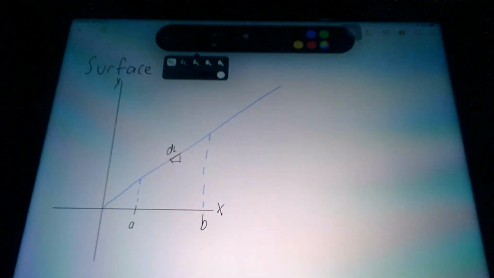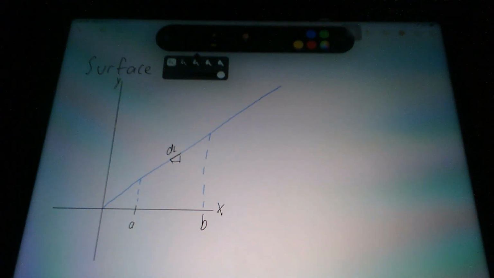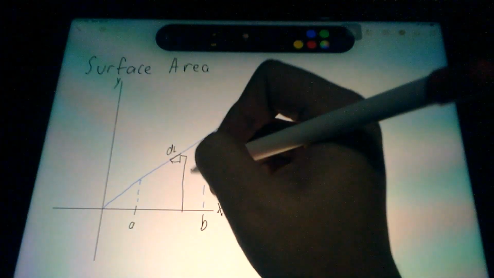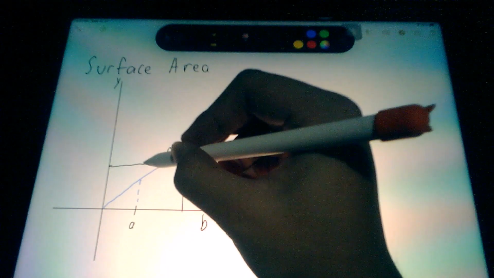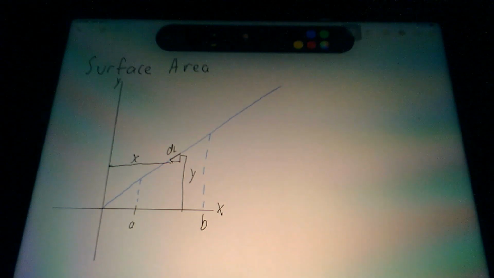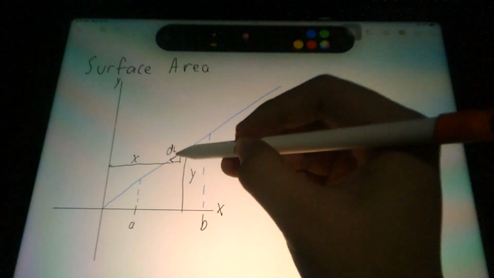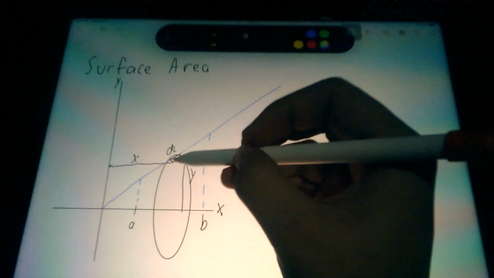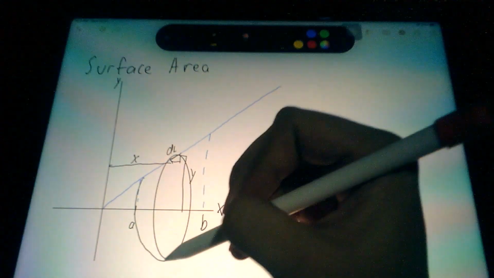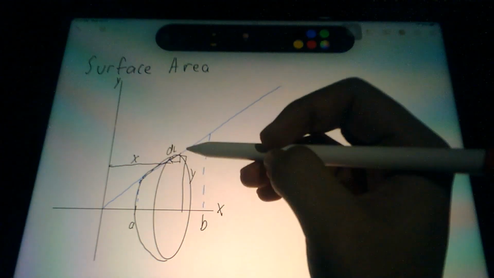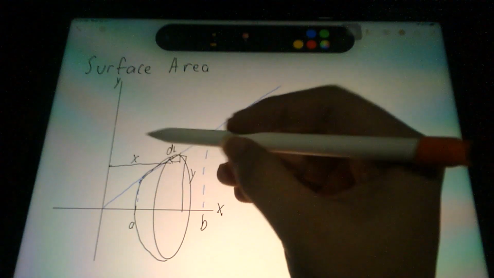DL here, and the height of the strip here, let's say the height of this strip is y, and the distance from our strip to the origin is just called x. Now if our strip is rotated, it will look like this circle, rotated from this point to this point. This will look like a shell, right? Or a solid disk.